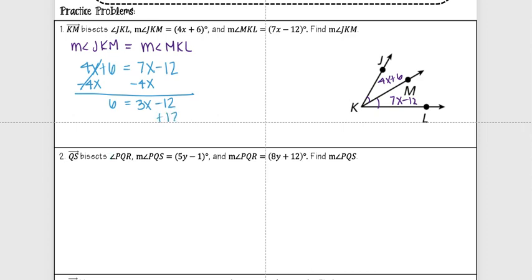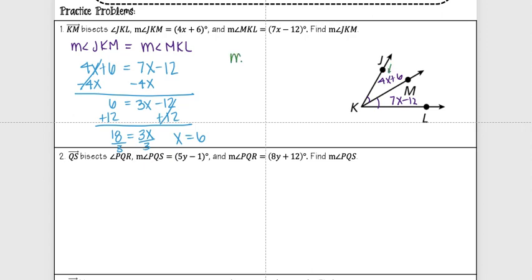Next, I'm going to add 12 to both sides. 6 plus 12, I get 18. Then I'm going to divide by 3, and I get that x is equal to 6. Okay, then I'm going to see what it's asking me. It's asking me to find the measure of angle JKM. So I need to plug my x into this one.